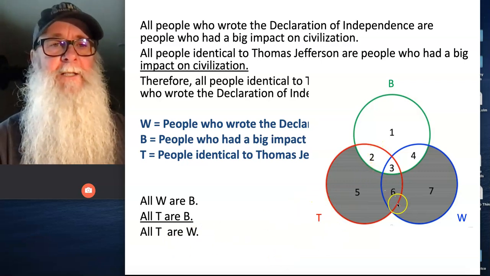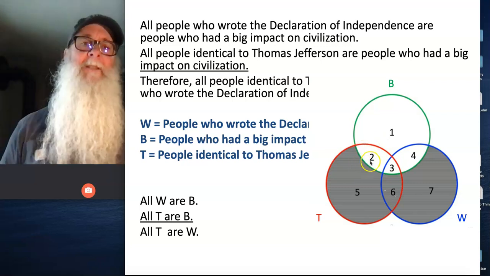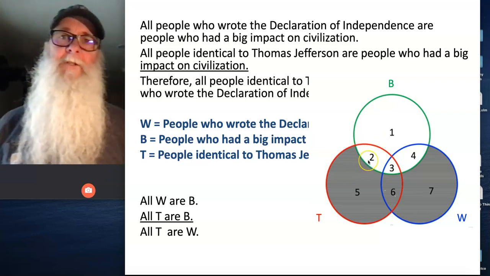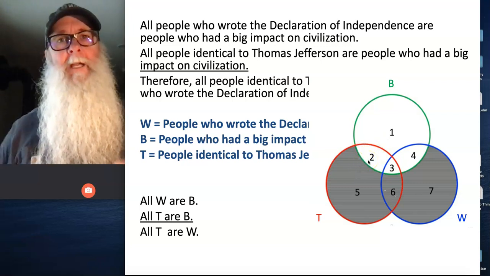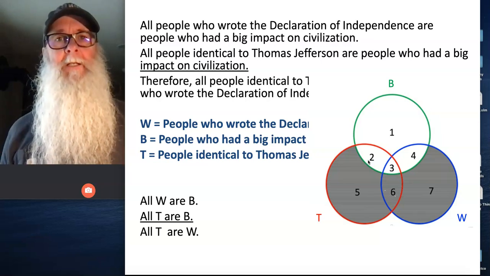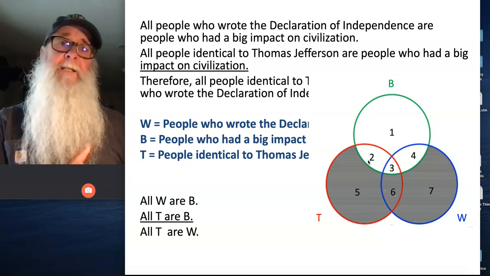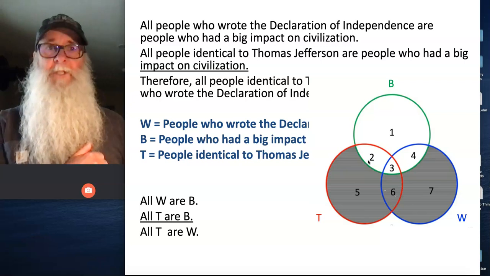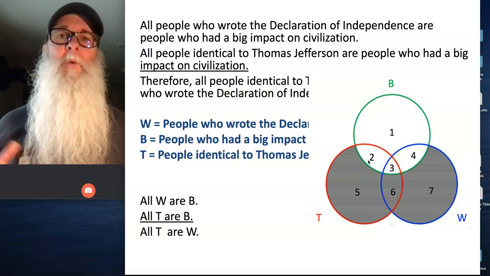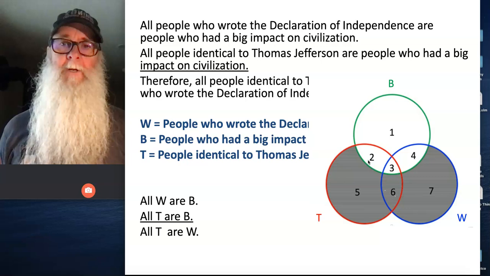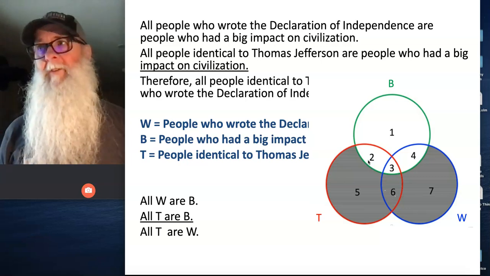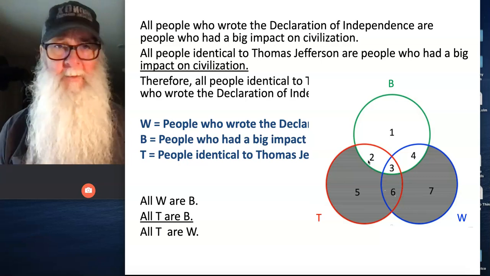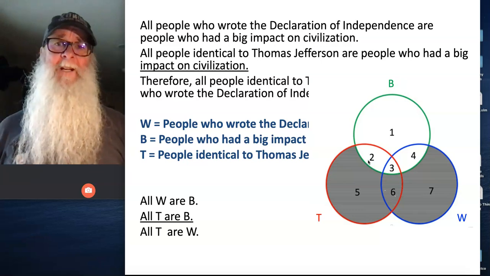All T are W. No. Maybe there's some T over here in area 2. And if there are, it wouldn't be the case that all T are W. Now, maybe there's not any T in area 2. In which case the conclusion would follow, but we don't know if there's nothing in area 2. So the conclusion could be true, could be false. If it's possible for it to be false, even when we assume the premises are true, the argument is invalid.